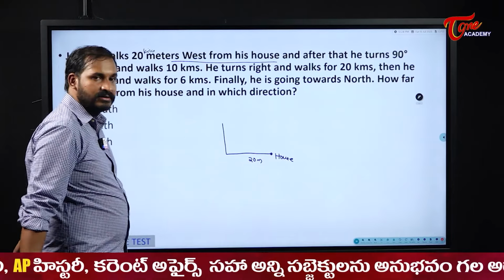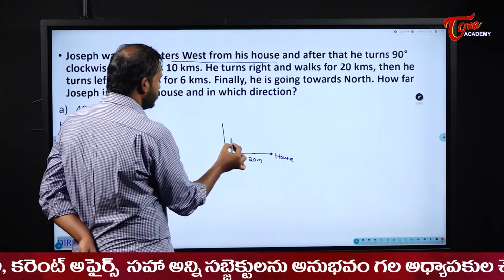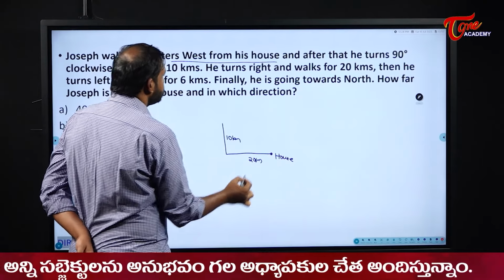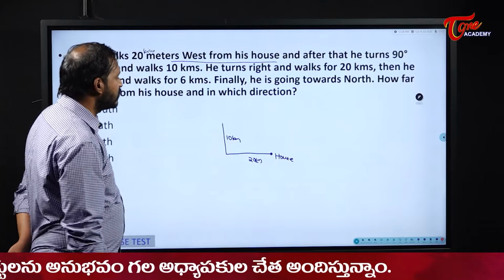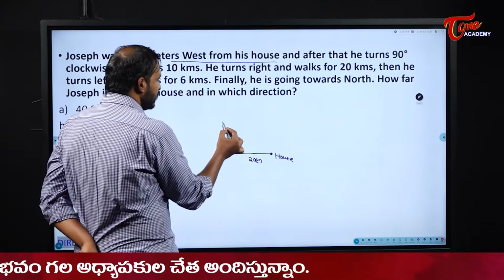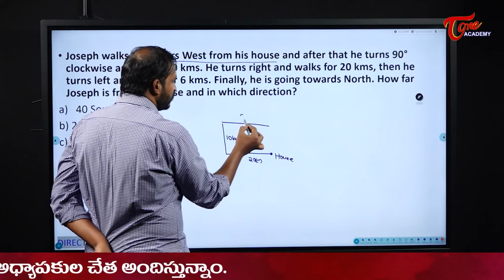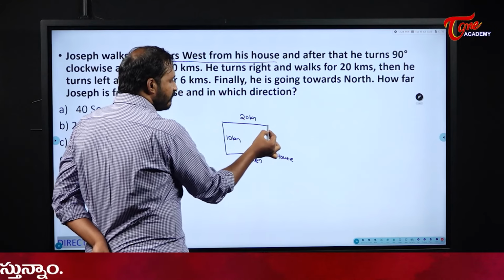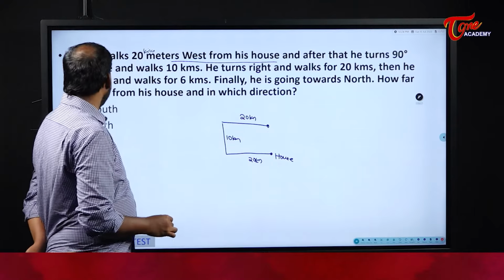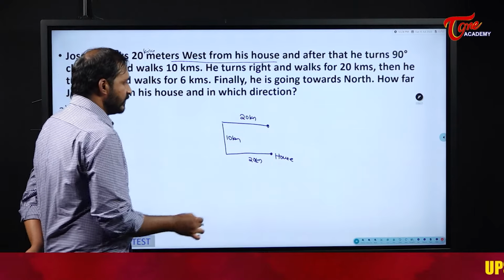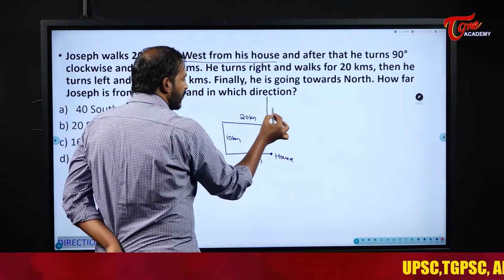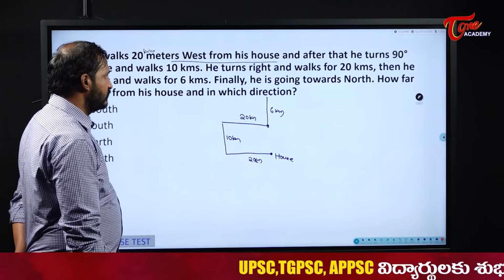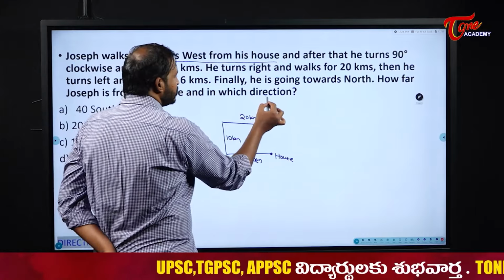Please be careful. Okay, so then this is what? 10 kilometers. Okay, he turns right and walks 20 kilometers. Once again, he is turning right and he is walking what? 20 kilometers. Now, see here, students, initially this is 20. That means he came parallel to this point. Now, then he turns left and walks 6 kilometers. Turning left means upward. And he is walking 6 kilometers. Finally, he is going towards north.